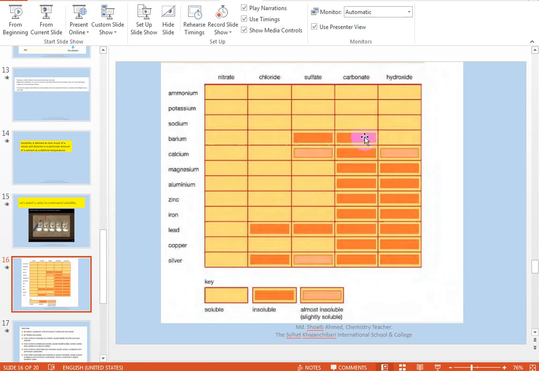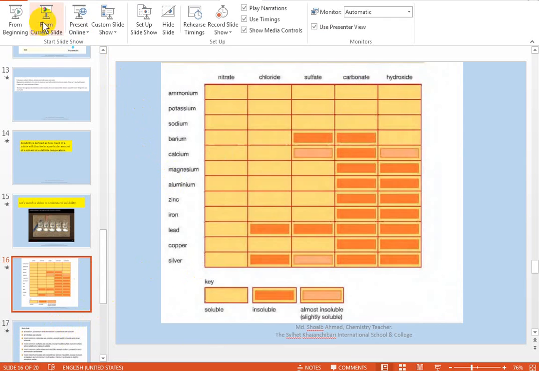Okay, you have to remember the carbonates. 3 carbonates are soluble: ammonium carbonate, potassium carbonate, sodium carbonate soluble, but magnesium carbonate insoluble, aluminum carbonate insoluble. Okay, you have to memorize these things.